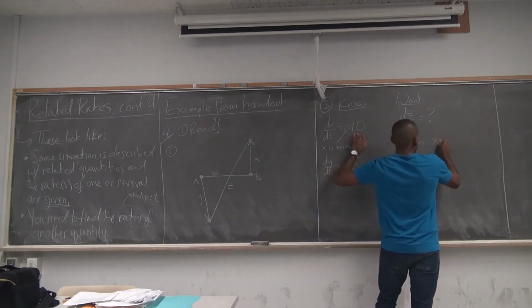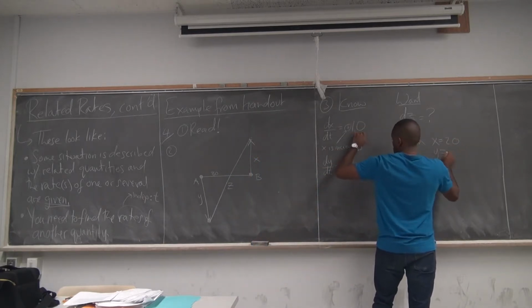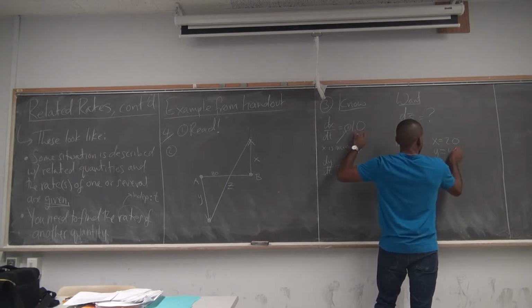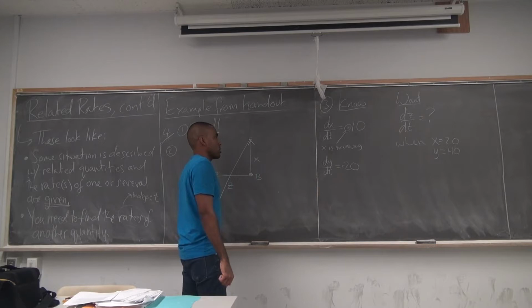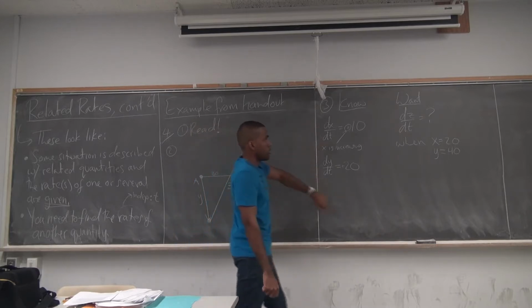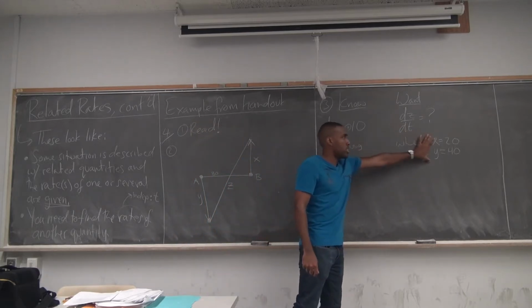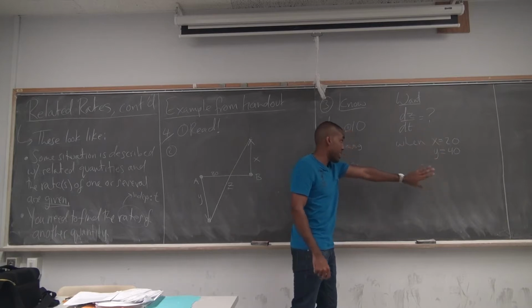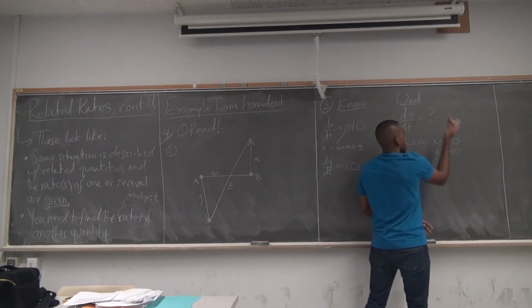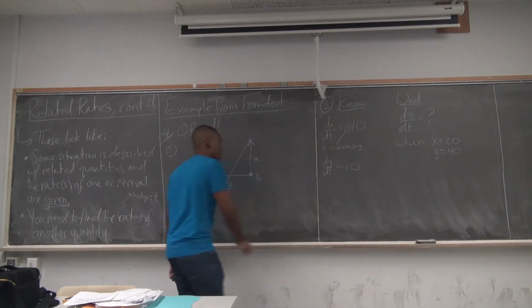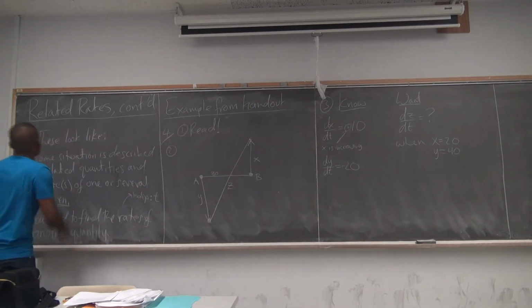So I know that I want this when x equals 20 and when y equals 40. Right? So these are the rates I know. This is what I want to find. This is the condition under which I want to find it. So I know at the end of the day, the last thing I write must be dz dt equals some number, right? And until I get to that line, I have not finished the problem.